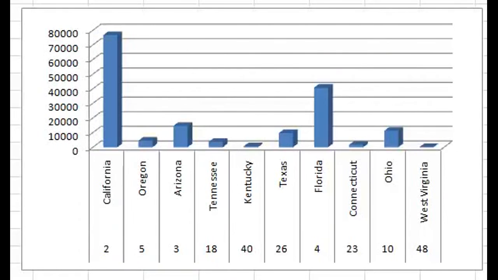This chart shows the foreclosure rates of the 10 states I've chosen to compare. As compared to the previous chart, you can see that the states that had the highest unemployment, California, Florida, states like that, also have the highest foreclosure rate.